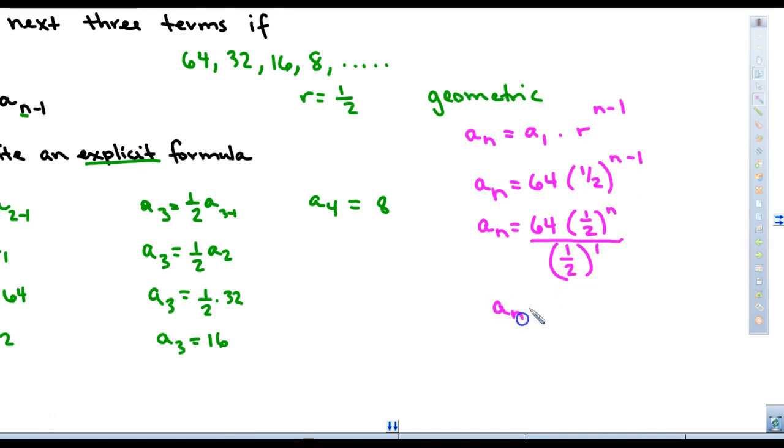So a sub n is equal to 64 divided by 1/2, which is not 32. It is actually 128. And then bring down the 1/2 to the n, and that is your explicit formula for that recursive function.